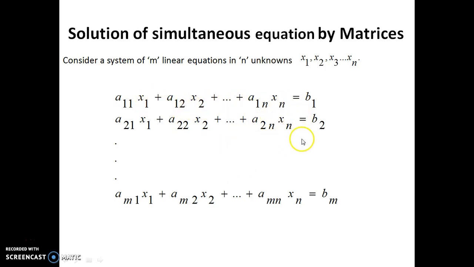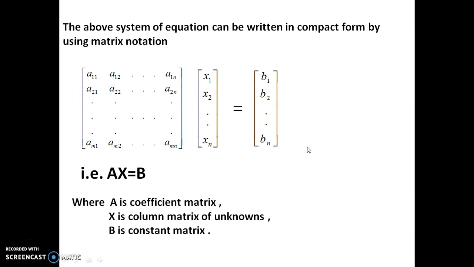We write this system in matrix form like this. This matrix is the coefficient matrix, and x1, x2 up to xn is the matrix of unknowns, a column matrix, and b1, b2 up to bm is the constant matrix. This system is denoted as AX = B, where A is the coefficient matrix, X is the column matrix of unknowns, and B is the constant matrix. Now we have to find the solution of this system.